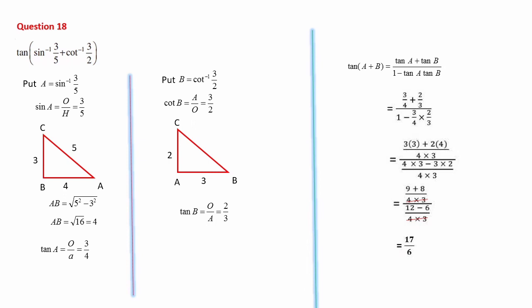So remember how we have to solve this expression. This is in the format of tan of A plus B. So we are assuming this as A and this one as B. Then by using normal trigonometric calculations, we are calculating the required trigonometric values, that is tan A, tan B and all.